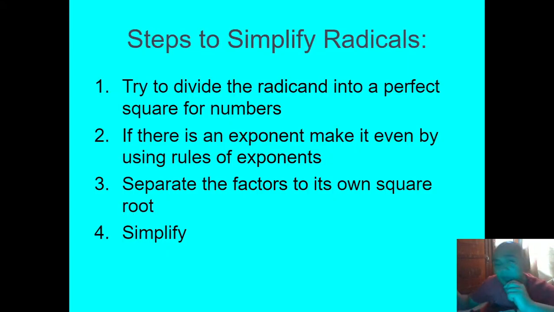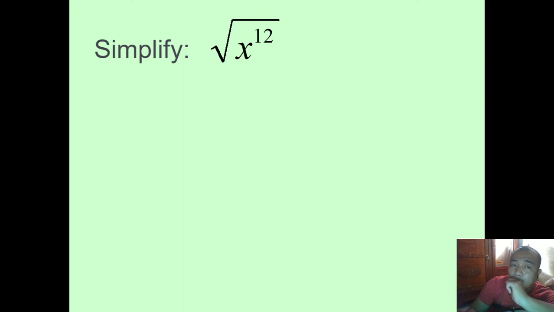So, steps to simplify radicals. Try to divide the radicand into perfect square numbers. If there is an exponent, make it even by using the rules of exponent. Separate the factors into their own square root and simplify.